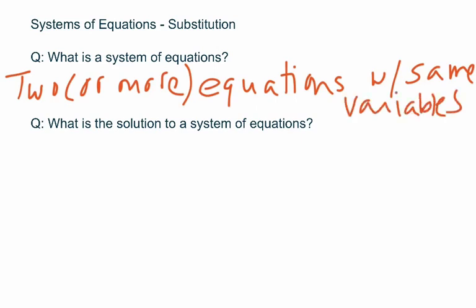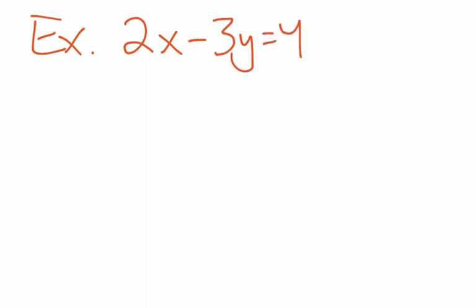And I will flip over to the next slide and I'll give you a couple examples of what systems of equations look like. So here's our first example. We could have something like 2x minus 3y equals 4 and 4x plus 2y equals 1. And this would be what we'd call a 2 by 2 system, meaning we have two equations and we have two variables, the x and the y. So that would be what's called a 2 by 2 system.